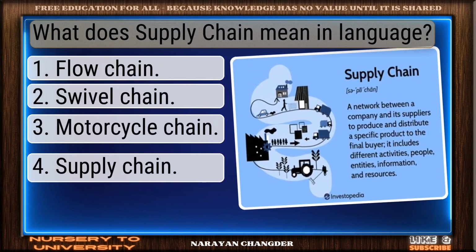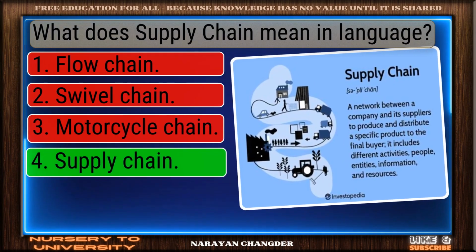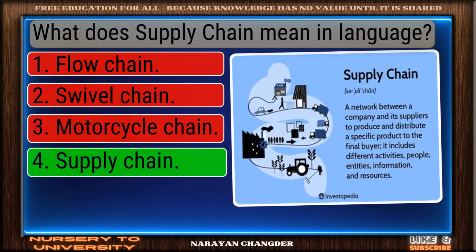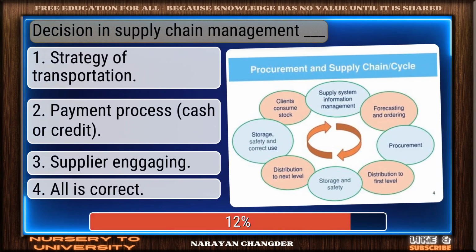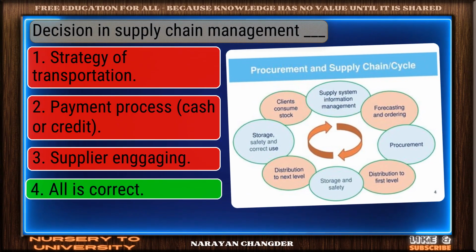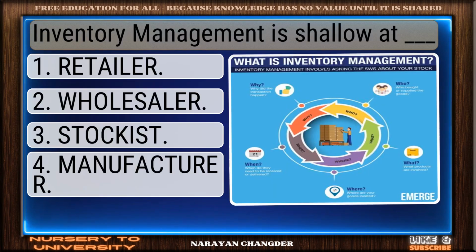What does supply chain mean in language? Correct response. Supply chain is the most accurate answer. Decision in supply chain management dash. You're right. All is correct is the correct answer.